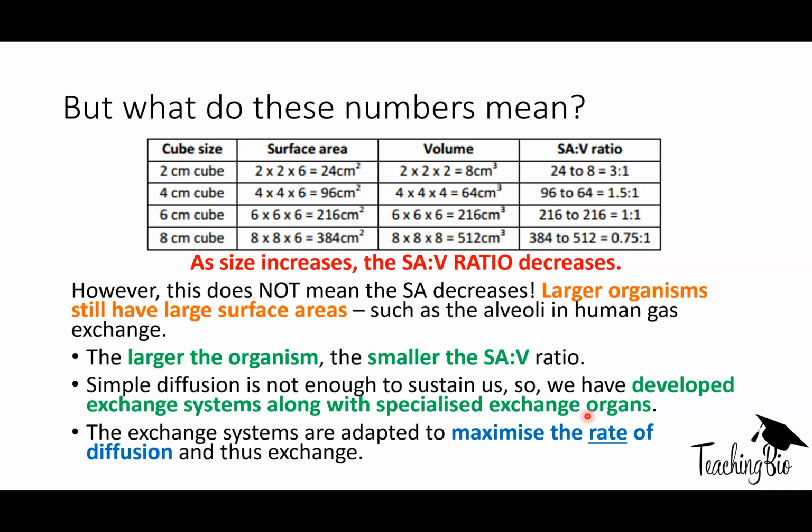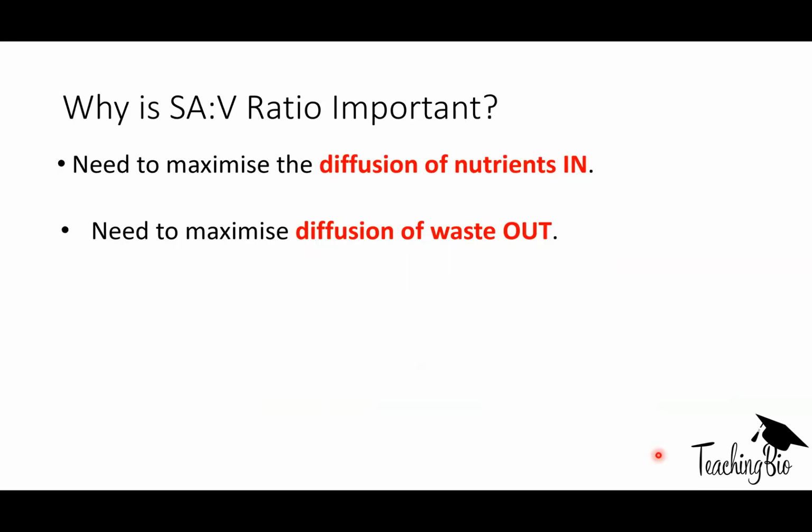And ultimately the point of having these exchange systems is to maximize the rate of diffusion. Okay, so to ensure a faster rate of diffusion, to allow for a faster rate of exchange, so that we can maximize how much oxygen, for example, we're taking up, or how much carbon dioxide and waste products we're getting rid of. Why is it important then to think about the surface area to volume ratio? Well, as we've discussed, it's to maximize the diffusion of things like nutrients and oxygen in, and also maximize the diffusion of waste out.